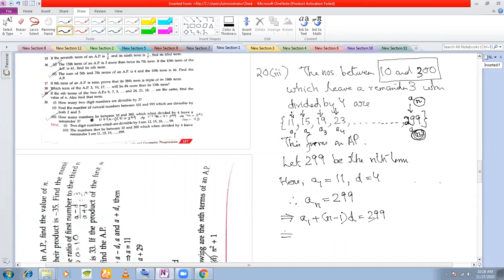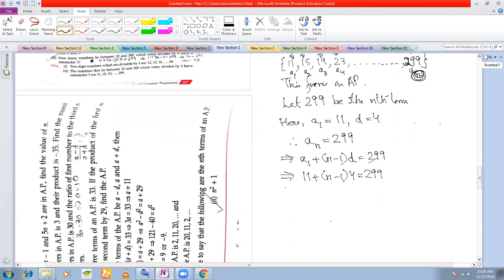Fine. Now put the values. a1 here is 11, n minus 1, and d here is 4, 299. That means 11 plus 4n minus 4 is equal to 299. That means 4n. 11 minus 4 is 7.